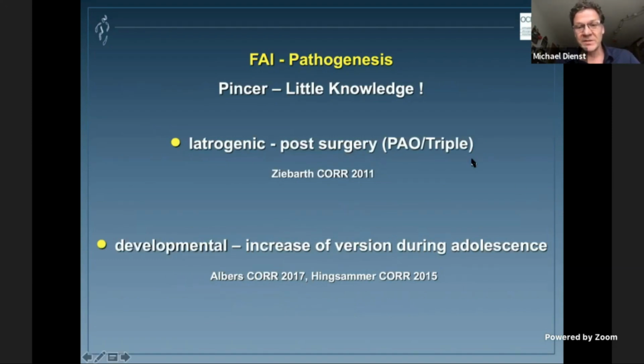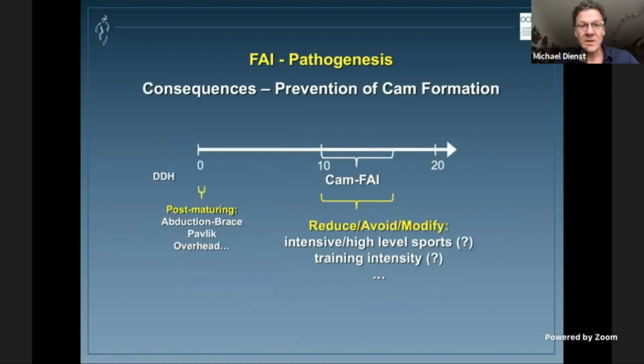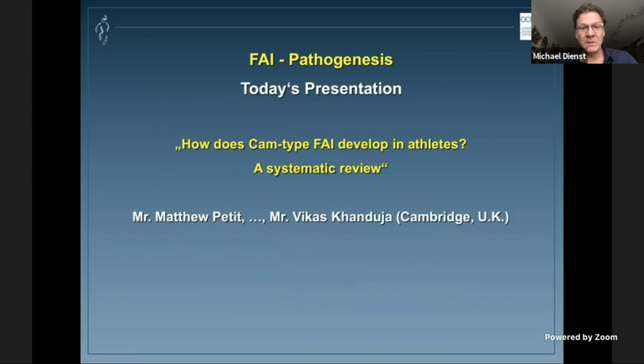Iatrogenic post-surgery, especially acetabular reorientation surgery, can lead to significant pincer FAI by causing retroversion. There are also developmental issues. We know that the version is increasing during adolescence. Consequences: I think it's very important that we consider reducing intensity and high-level sports during adolescence in order to avoid formation of the cam deformity.